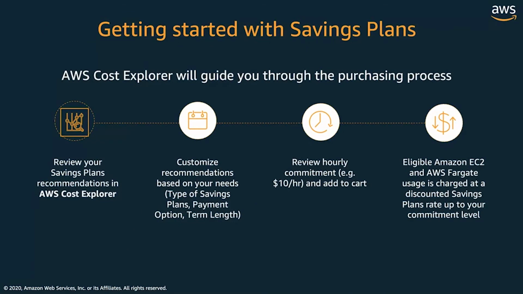How do you get started with savings plans? If you go into Cost Explorer on the console, that will guide you through the entire purchasing process. You get the ability to review your savings plans recommendations, customize those recommendations based on your needs and the decision matrix in the previous slides, review your hourly commitments, add those to the cart, and understand whether that's going to bring in any other eligible usage from EC2 or Fargate. I'll mention what Fargate is in a few slides' time.